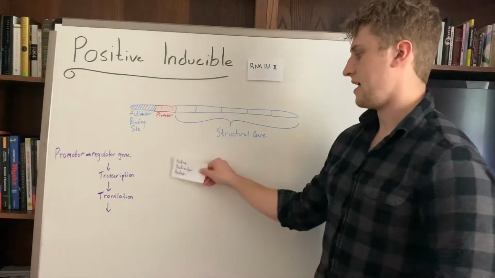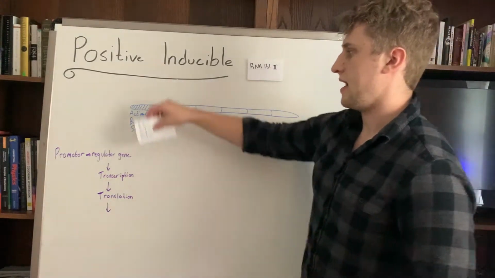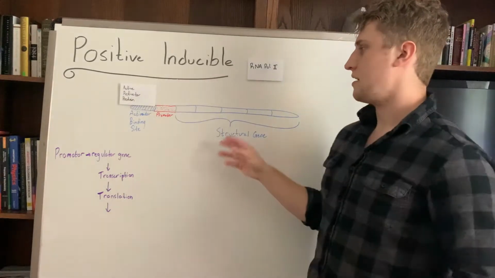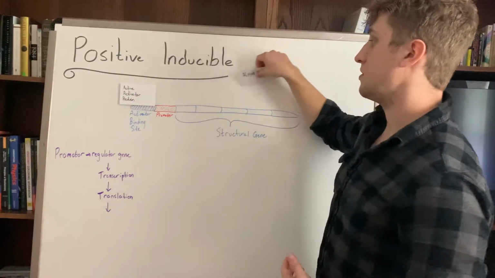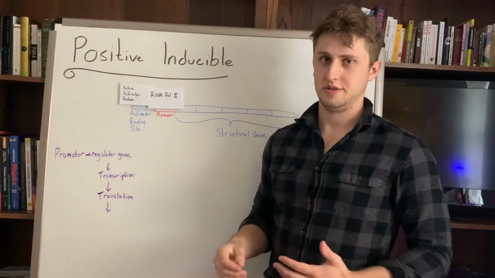So now we have our active activator protein. This is going to bind to our activator binding site, which is upstream from our promoter. This is going to induce RNA Pol II to bind to our promoter site and start transcription.